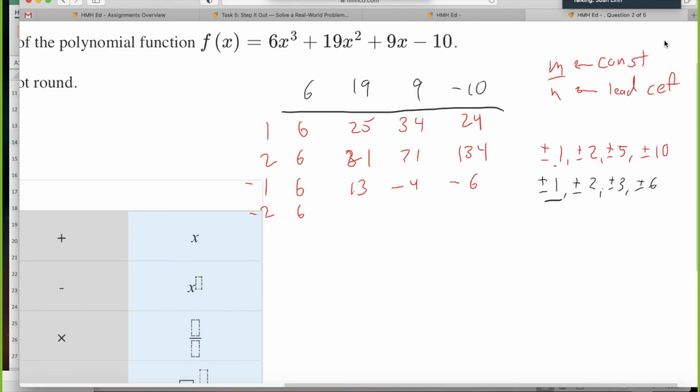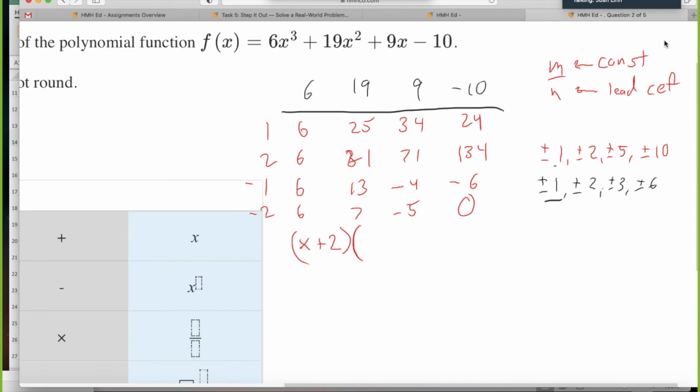It's alright, excuse me. So we brought our 6 down. 6 times -2 is -12. So that's going to be 7. 19 minus 12 is 7. 7 times -2 is -14. So we got -5. -5 times -2 is a +10. Minus 10 is BAM! Thank goodness. So we know that -2 is a 0. So that means we got x plus 2.